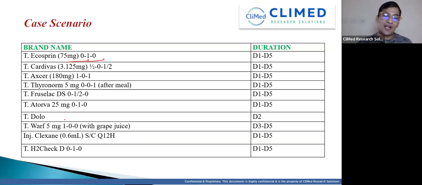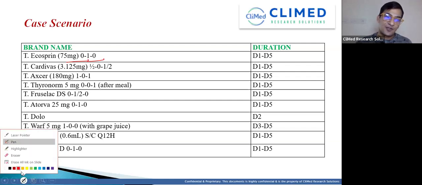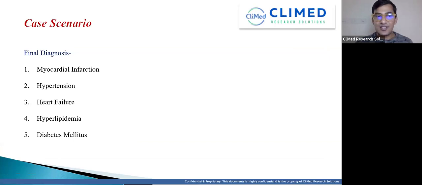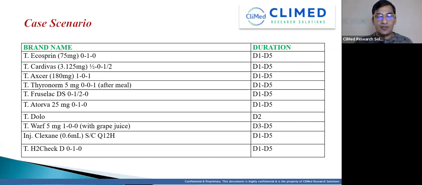Now, guys, I have questions for all of you. This is the final diagnosis: myocardial infarction, hypertension, heart failure, hyperlipidemia, diabetes mellitus. I'll go one by one. First of all, tell me the medication errors here, one by one.